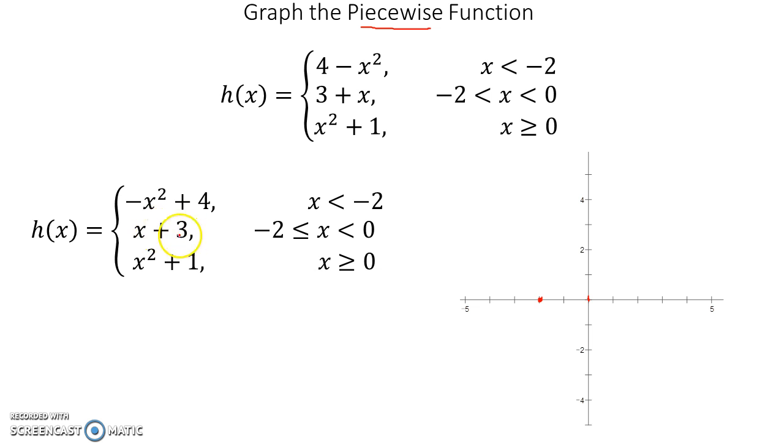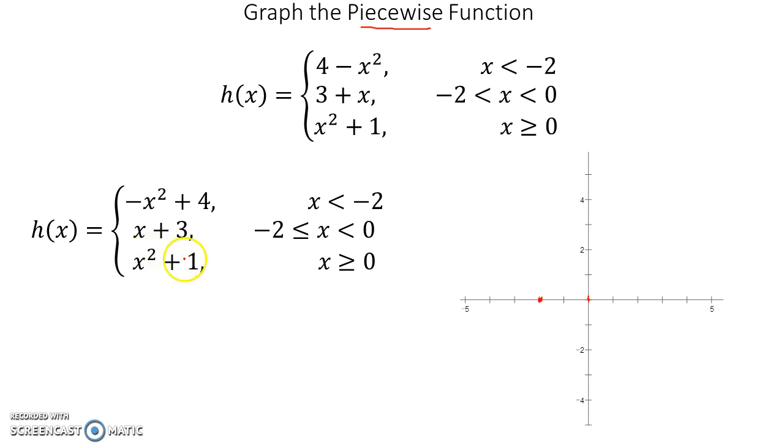The next one is a line. It's just to the first degree. So like y, this is your y equals mx plus b. The slope here is 1. So it's a line that's crossing the y-axis at 3. The third piece is again a parabola that's been translated up 1.